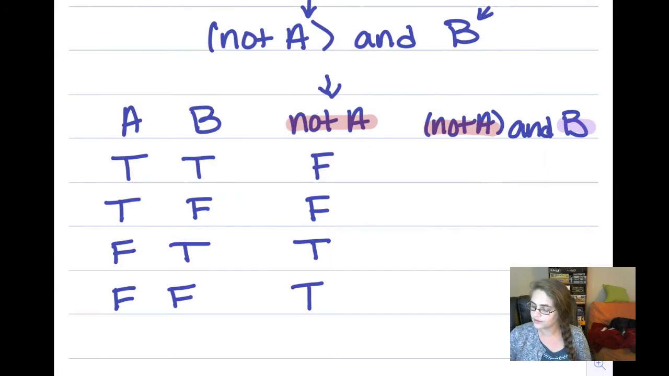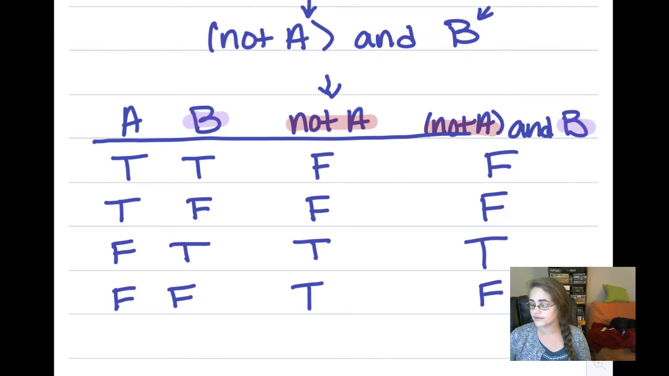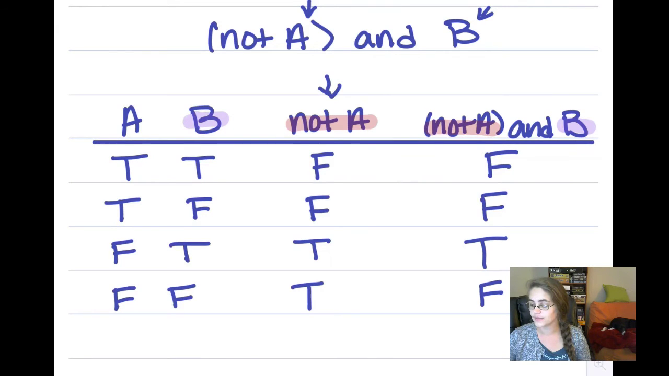For the B, we're still going to look at the B column. So we're looking at this red column and the purple column. For the first row, we have false and true, which is false. For the second row, we have false and false, which is false. For the third row, we have true and true, so we have a true value in here. And for the fourth row, we have true and false, which is false. So this is the truth table for the compound truth statement not A and B.